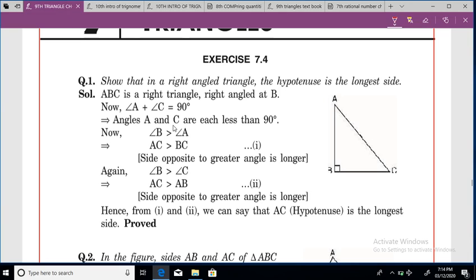Okay. Remember one thing: the side opposite the largest angle of a triangle is the largest side. Show that in a right angle triangle the hypotenuse is the longest side. ABC is a right angle triangle. So start the solution. ABC is a right angle at B. Right angle at B means it is 90 degrees.